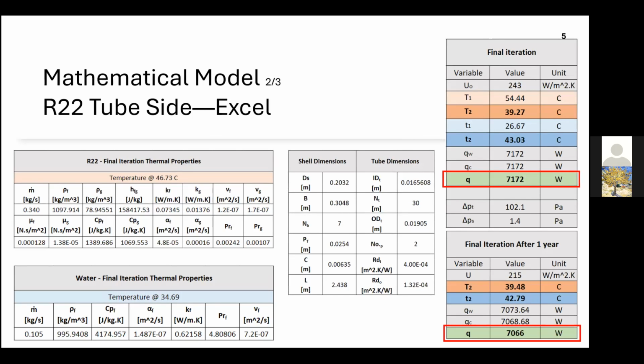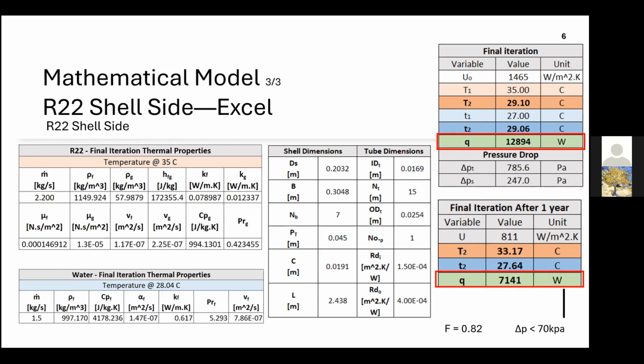On this slide, we can see the operating parameters. On the right in red boxes, we can see that for the tube side, the energy transfer is up to our problem statement. For the shell side, very identical slide. And we can see on the right that the final iteration of a new shell and tube is much higher, and after 1 year still meets the requirement.